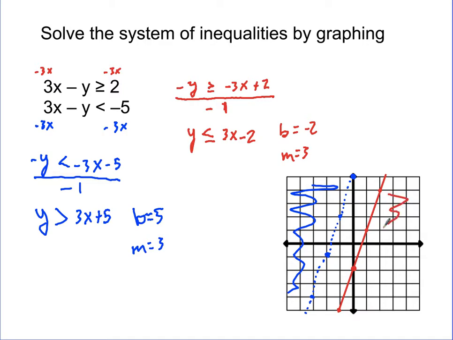They don't overlap. And since they never overlap, there is no solution to this system of inequalities. Kind of like a no solution system of equations. The lines are parallel, so they never meet. There's no solution if we just talk about the equations. And in this case, there's no solution to the system of inequalities because they don't ever overlap. So this is just no solution.